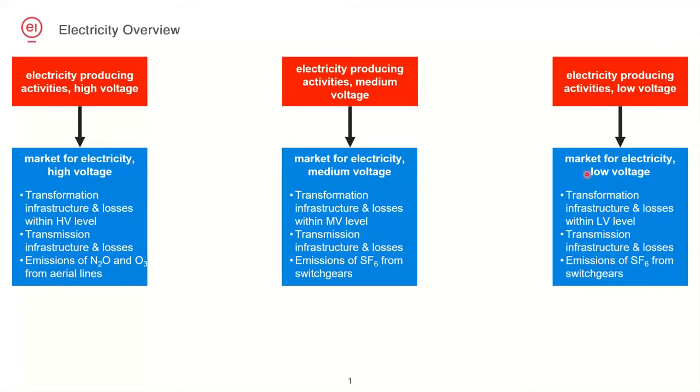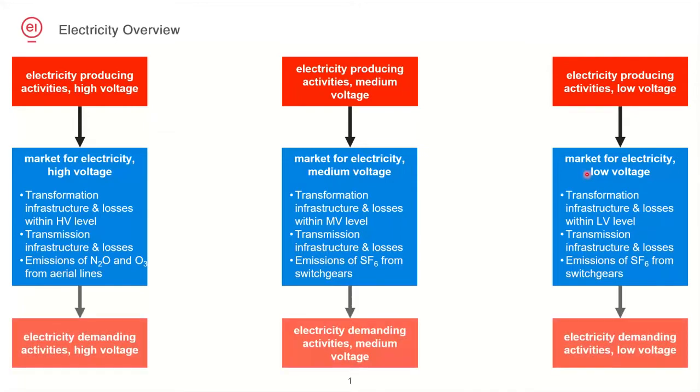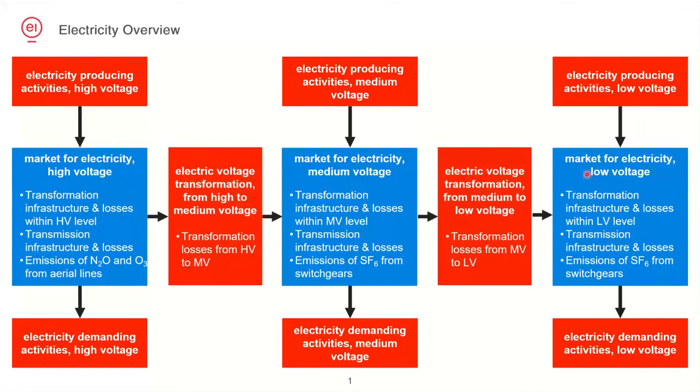We have electricity producing activities also on all three of the levels. We have electricity demanding activities, again on three of the levels. And then we have electricity transformation activities that connect the three voltage levels. And at last, we have imports feeding into the high voltage. This is a summary of the electricity sector, how it's represented in ecoinvent, and now we're going to have a look at the individual components.